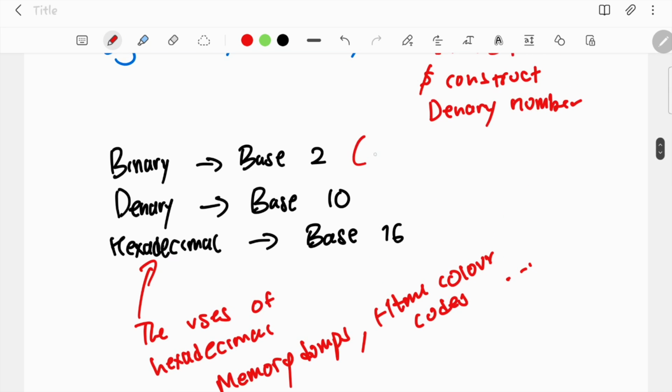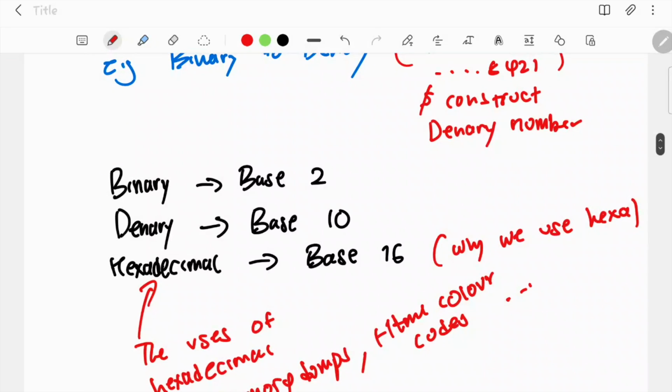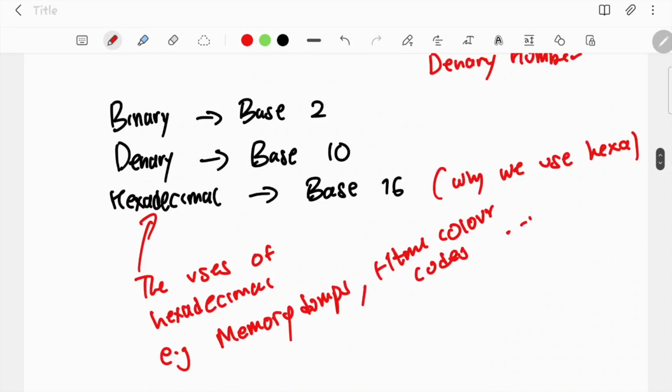Also, for hexadecimal, why we use hexadecimal. The reason we use hexadecimal is because it's more human friendly, easier to understand, and less prone to errors. You need to know all that type of stuff. So that's mainly about hexadecimal.